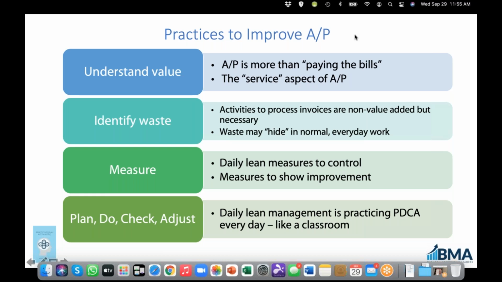Measure. I can't stress enough. Put in some basic lean performance measurements to measure the process. When you quantify it, it's going to be easier for everyone to understand what the problems and issues are, and the impact of improvements. And like I mentioned, PDCA, daily lean management. I repeat this a lot, it's like a lean classroom. Get this in place. If you could just get daily lean management in place in accounts payable, that's an excellent start on the lean accounting transformation.